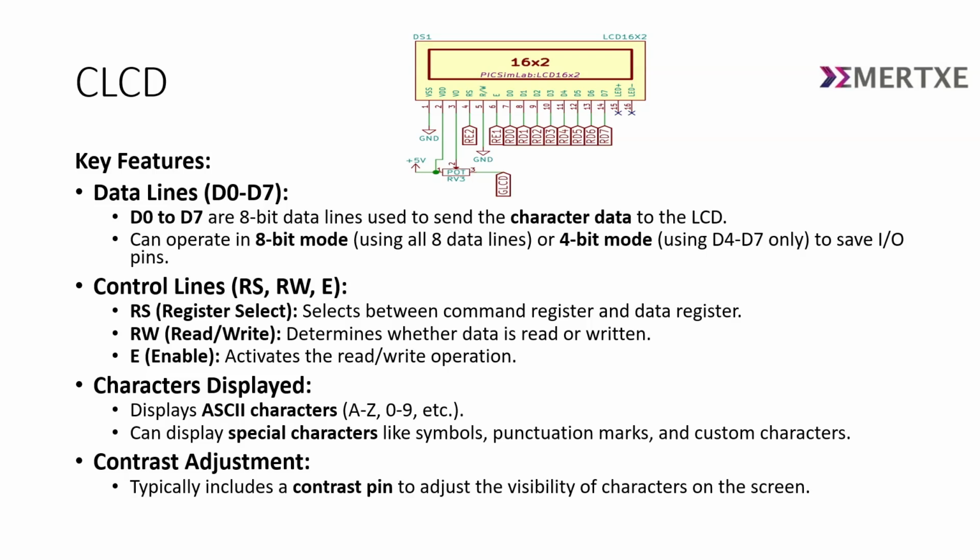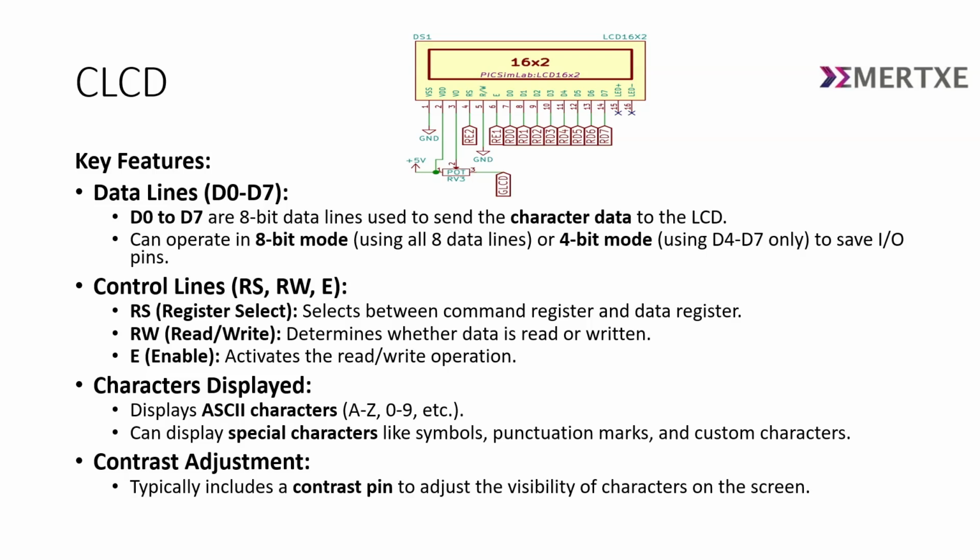RS is register select, which selects between the command register and the data register. Let us think of RS equals 0 or RS equals 1; this tells the CLCD whether we are inputting data or instructions. The CLCD can decide whether it is data or instruction, so we use this RS pin. And next we have RW, that is read or write, which determines whether the data is to be read or written, and the enable pin activates the read or write operation.